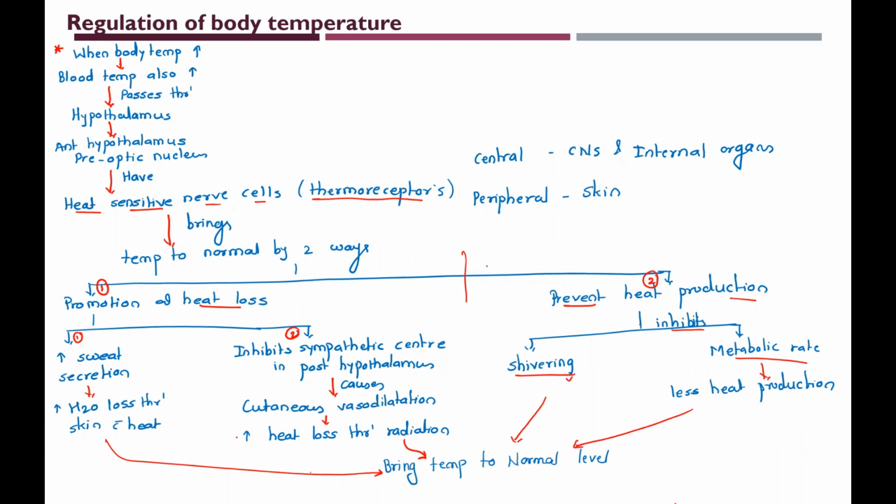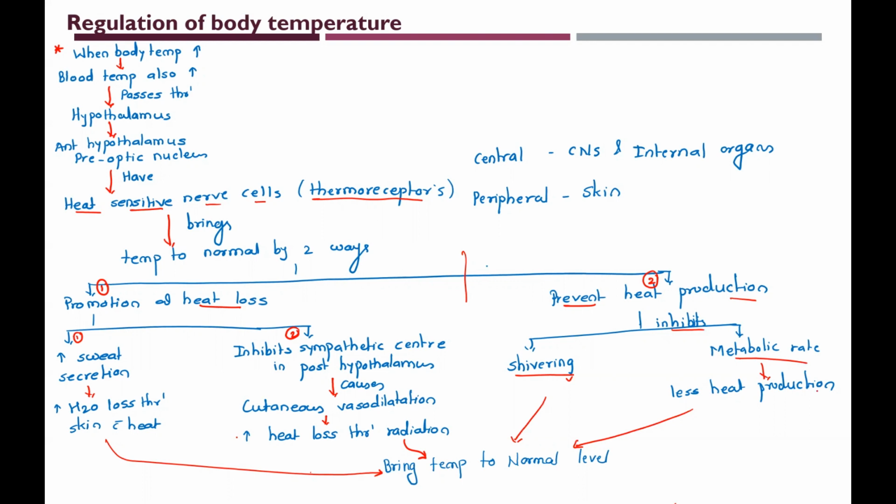So how will shivering affect the body temperature? See, when the patient shivers, there will be severe contraction of muscles, and this severe contraction of muscles generates an enormous amount of heat. And what the hypothalamus does here is inhibit shivering. So once the shivering is inhibited, no heat will be generated, and the temperature will come to normalcy.